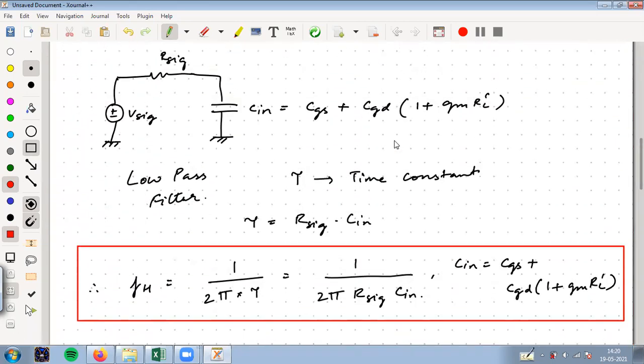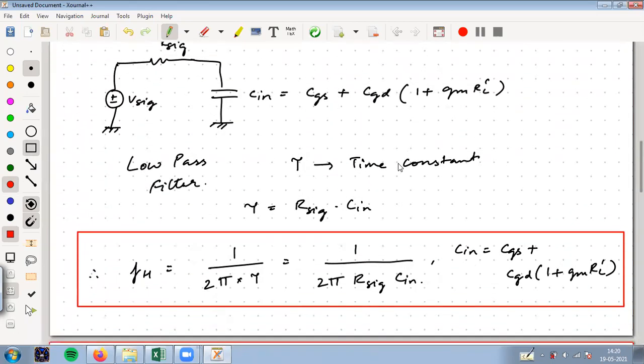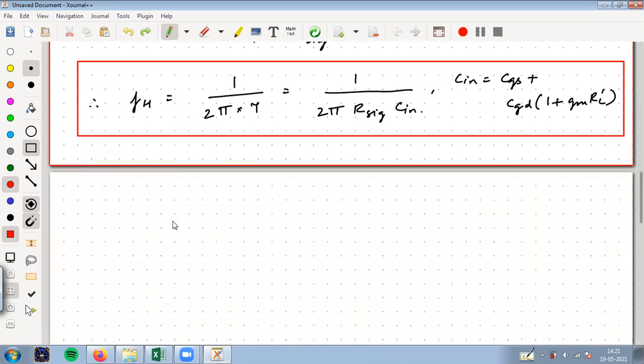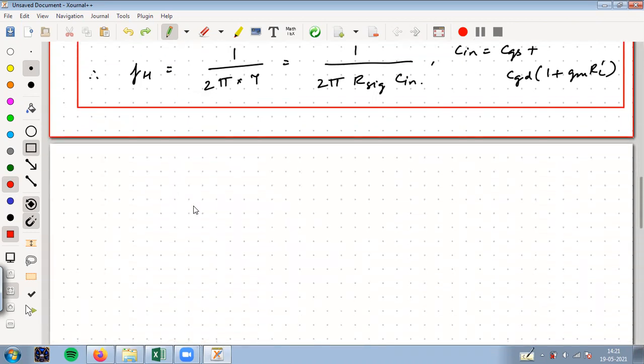Any queries in this? Right. So I have used Miller's theorem here to find the corner frequency or the cutoff frequency. Here FH is nothing but the cutoff frequency for this circuit. The cutoff frequency for that circuit is nothing but that of a low pass filter, right? And low pass filters in general have a form like this.